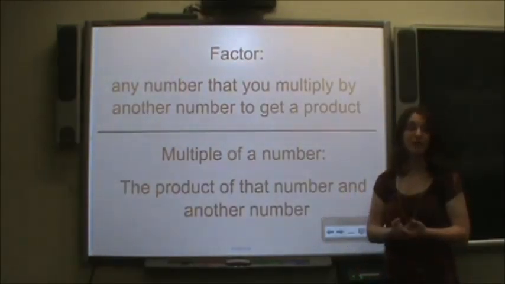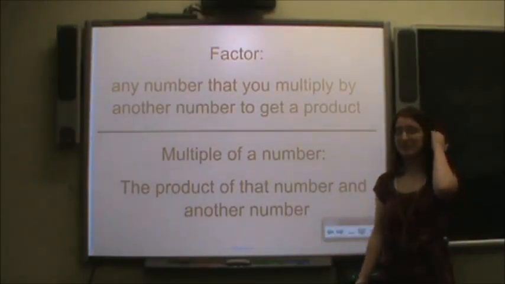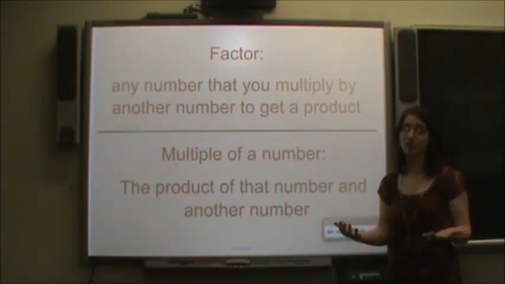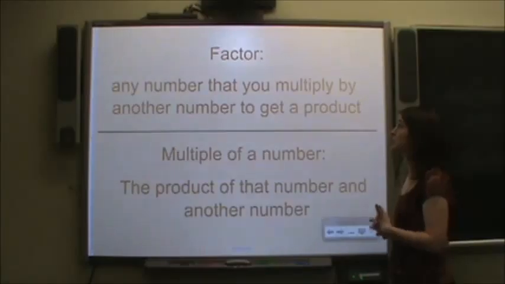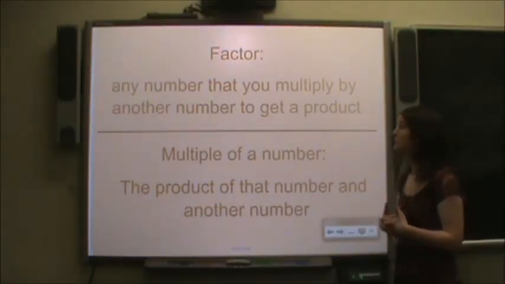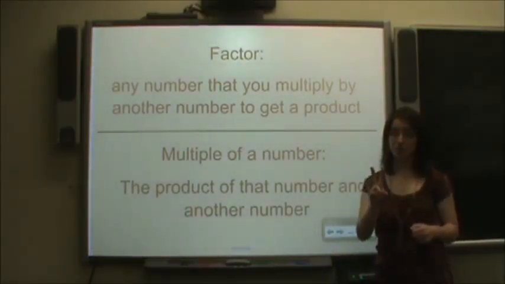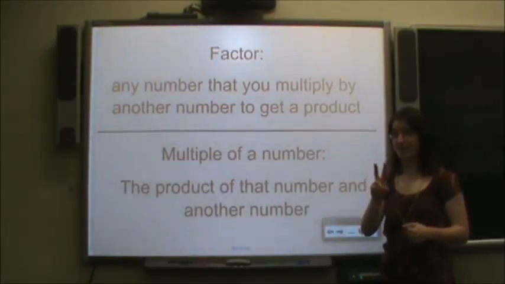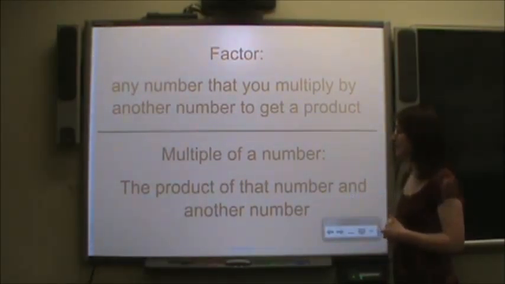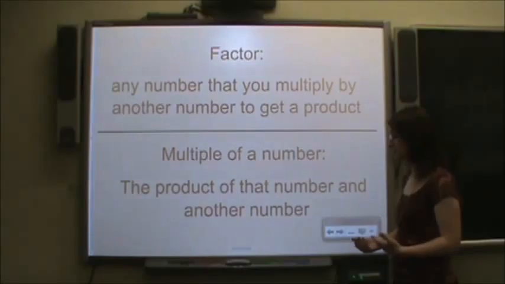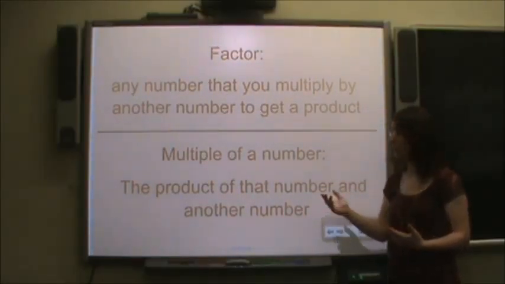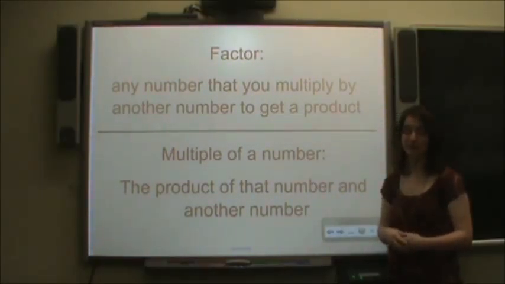Just to remind you of the definitions, because these really aren't that difficult of ideas, but it is hard to remember the difference between factors and multiples. So a factor is any number that you multiply by another number to get a product. So it's the 2 numbers you multiply to get the answer. A multiple of a number is the product of that number and another number. So it's the answer that you get when you multiply this number by another number.